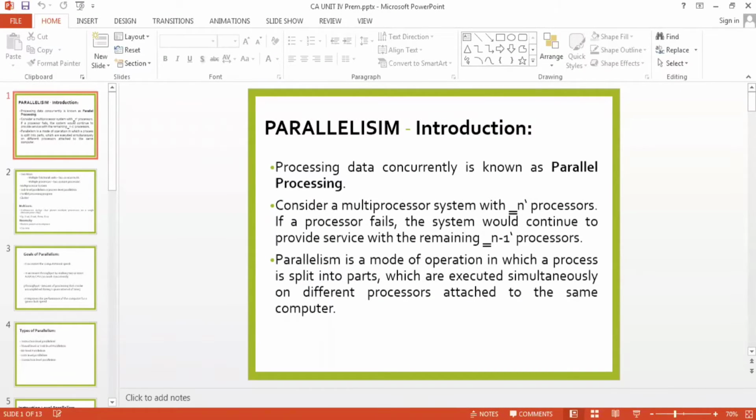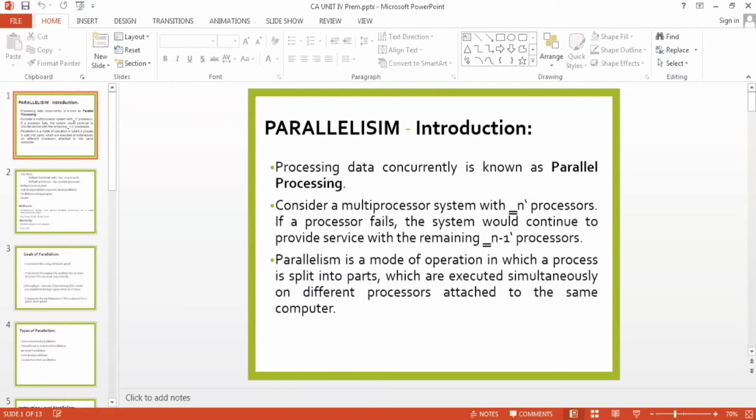Hi everyone. Today we are discussing the topic of parallelism. Parallelism is when multiple processors execute multiple instructions. That is parallelism. Processing data concurrently is known as parallel processing. The parallel processing method can be implemented with the help of a multiprocessor.